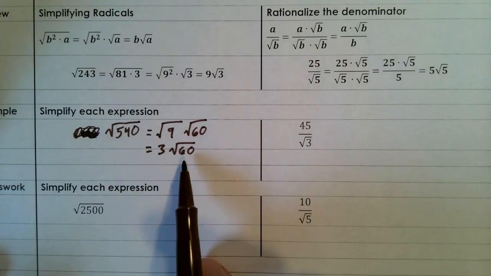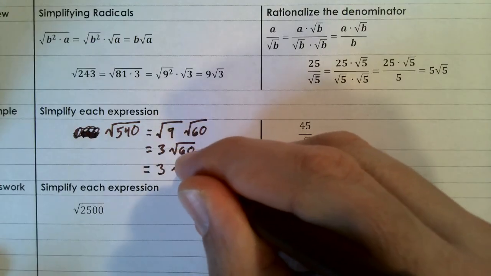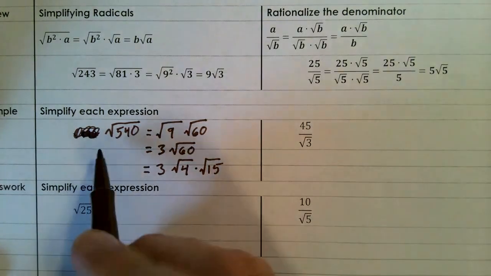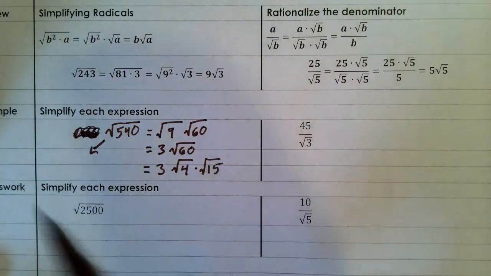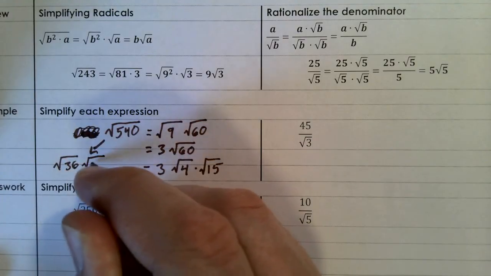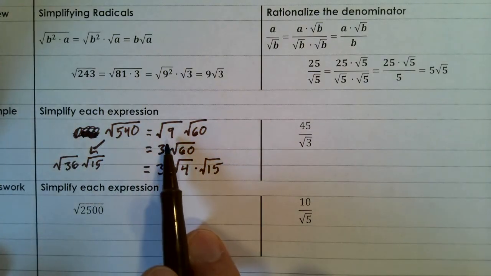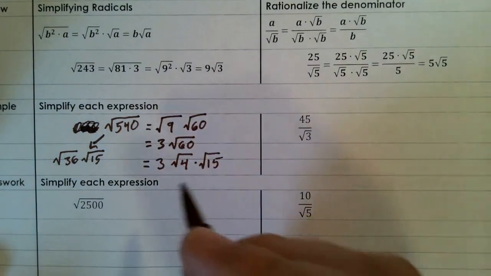So I could simplify this a little bit more. I could say that this is the square root of 4 times the square root of 15. What I could have done, now that I know there were two things I could have done, is earlier break this up into the square root of 36 and the square root of 15, and I'd get the same answer I'm about to get, but I just missed that. And that's okay. You just want to say, hey, I know I can do 9, so do 9, and then see if you can do anything after.